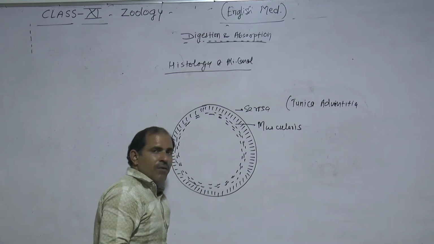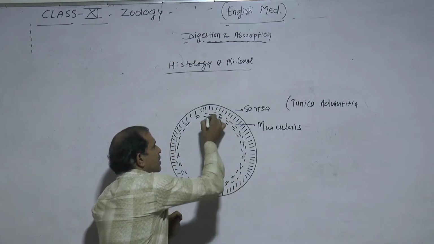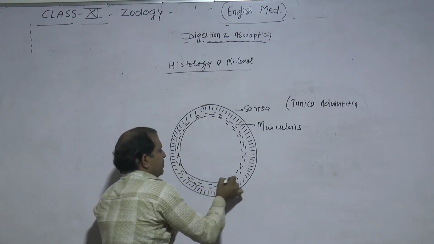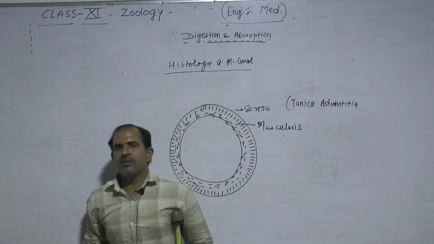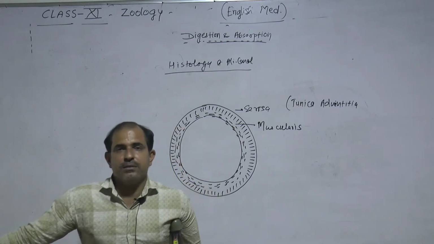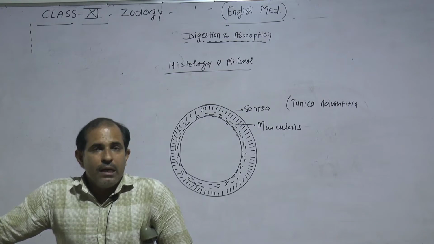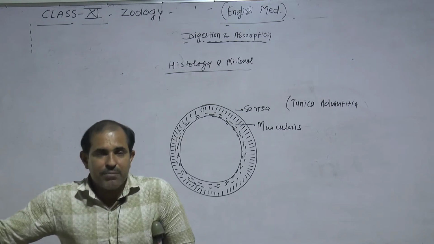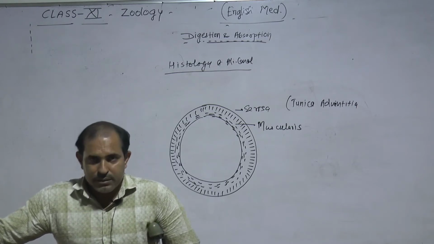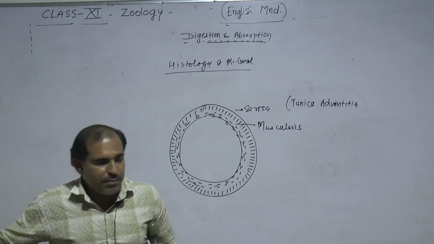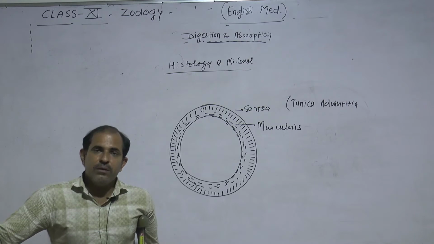In the wall of the stomach, the muscularis is made up of 3 types of muscles, in which oblique muscles are also present. It means in the muscularis layer of the stomach, longitudinal muscles, circular muscles and oblique muscles are present. The muscularis is thickest in the wall of the stomach.